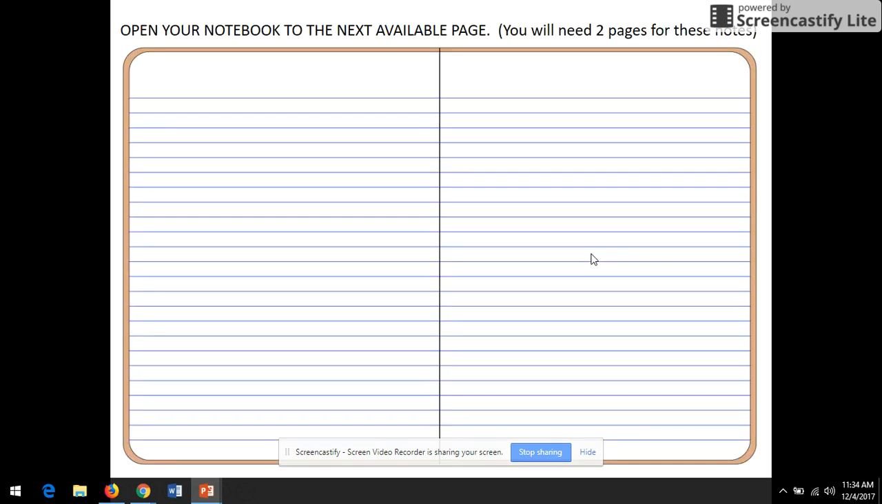Open your notebook to the next available page. You will need 2 pages for these notes. They don't have to be side-by-side pages. You can use the next 2 consecutive pages available in your notebook. Remember to pause this audio or this video at any time so that you can complete the work in your journal.